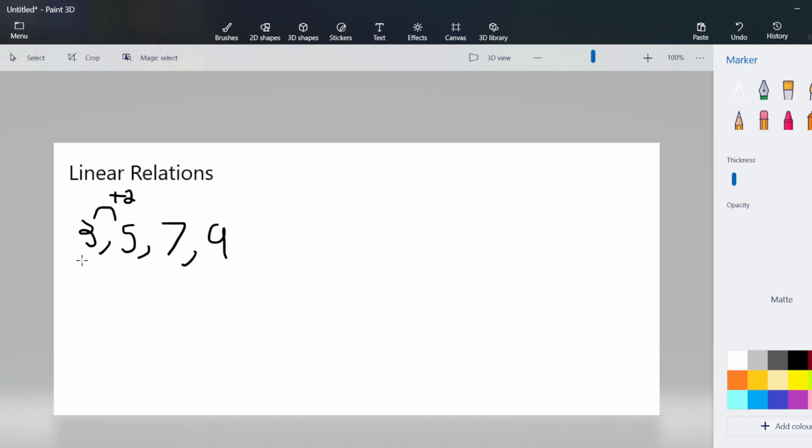And we can give terms to this pattern. So we can call the 3 term 1, the 5 term 2, and the 7 term 3, and so on. This would be term 4. And so we can see that for each term we are adding 2. Because of this, we can easily see that the next number will be 11.